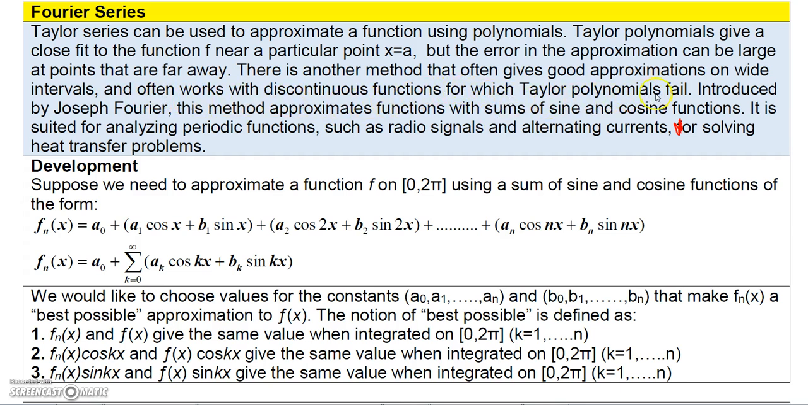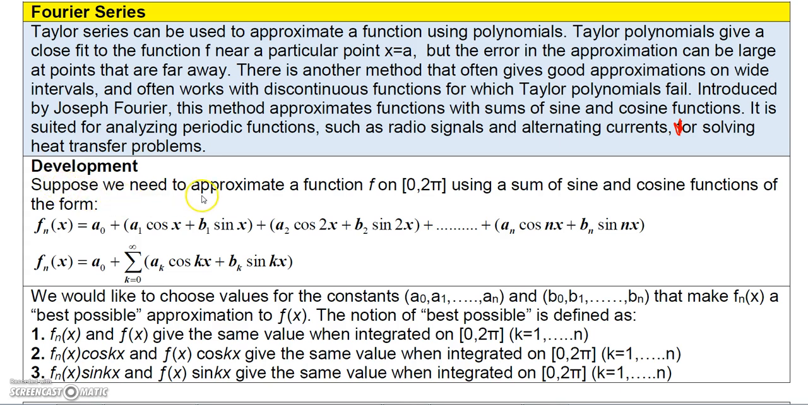the Taylor polynomials fail. It was introduced by Joseph Fourier, and this method approximates functions with sums of sine and cosine functions, and it is suited for analyzing periodic functions such as radio signals, alternating currents, or solving heat transfer problems. So let's talk about the development.